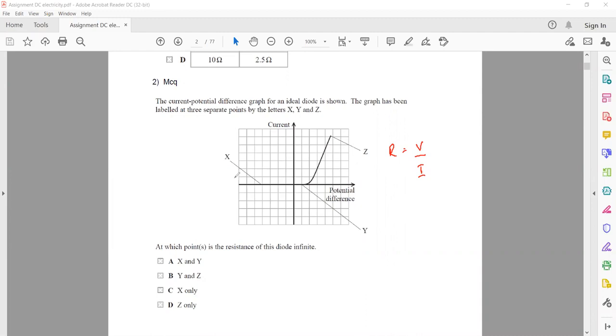current. When you check position X, the current is 0. At position Y also the current is 0. So R is equal to V divided by current, where the potential is there but the current is 0. So V divided by 0, and anything divided by 0 is infinite. So at position X and at position Y, in both cases the diode has infinite resistance. But at point Z, because there is a certain value of voltage and current, it is finite. So the correct answer is A.